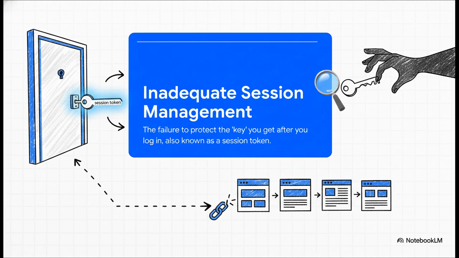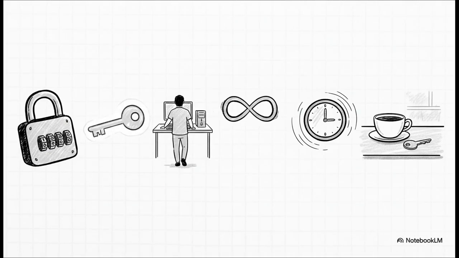Think about this. After you log in, you're given a kind of temporary key. It's called a session token that keeps you logged in while you click around. If that key isn't protected, well, the lock on the front door doesn't even matter. An attacker can just snatch that key right out of the air. And way too often, these temporary keys are just left totally unattended. A session key that's easy to guess, that's like writing the combination on the lock itself. If the key isn't destroyed when you log out, or if it just never expires, that's the digital version of leaving your house key on a table at a coffee shop for anyone to just pick up.